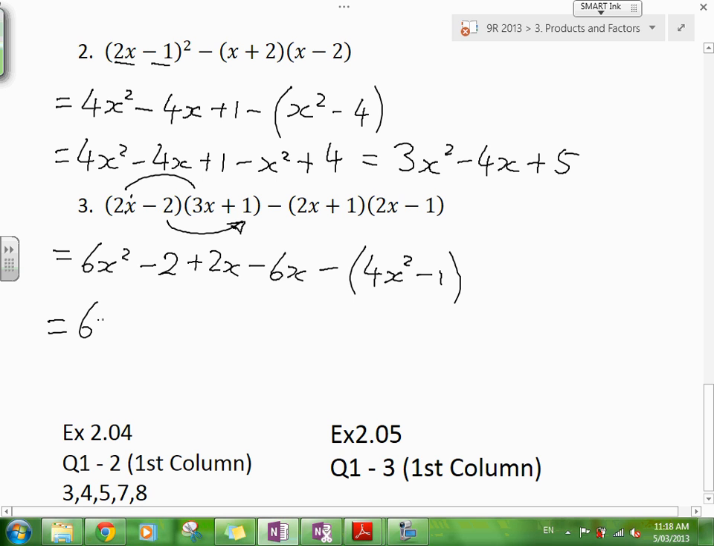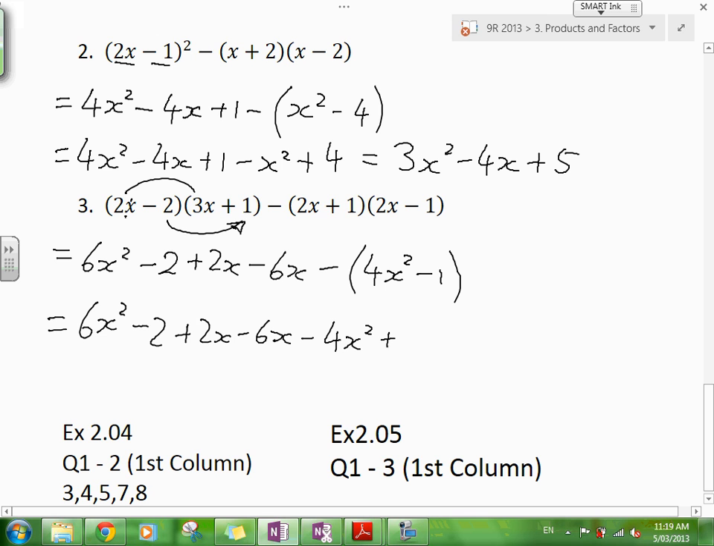And so I'm going to do another line. I'll do 6x squared minus 2 plus 2x minus 6x. Now remember, this negative sign changes each one's sign. So it's minus 4x squared plus 1. Then, can you collect the like terms here?